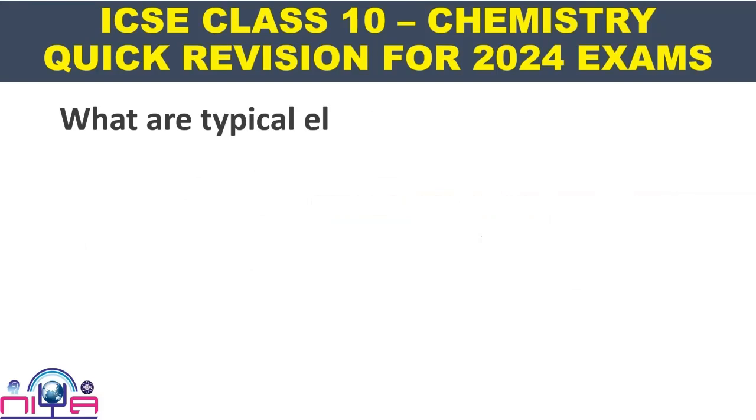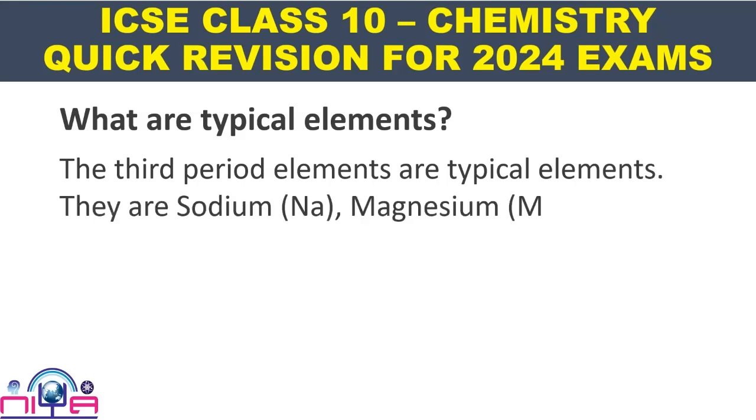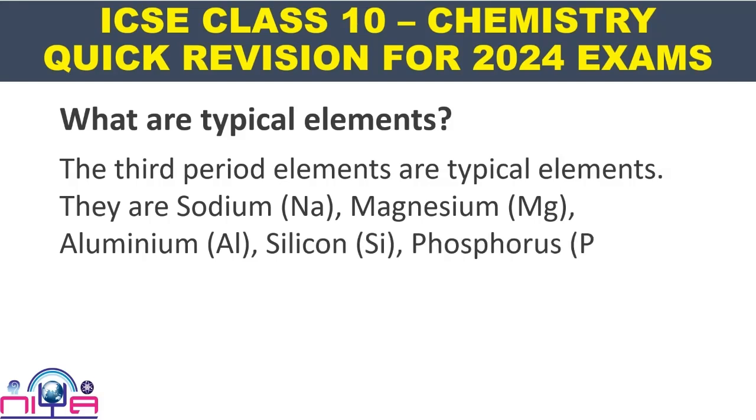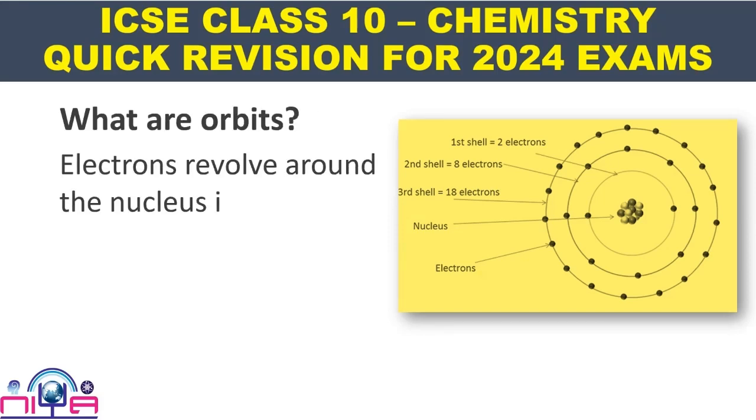What are typical elements? The third period elements are typical elements. They are sodium, magnesium, aluminium, silicon, phosphorus, sulfur, chlorine. What are orbits? Electrons revolve around the nucleus in certain definite circular paths called orbits.